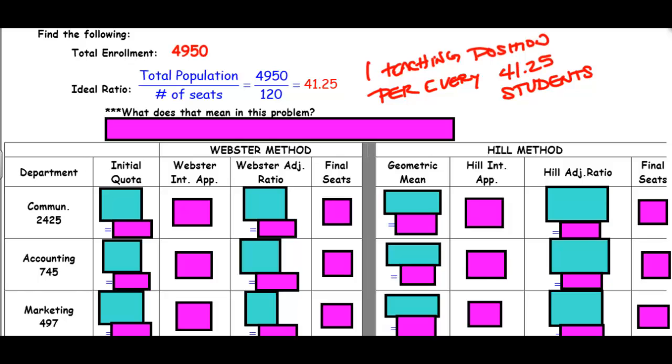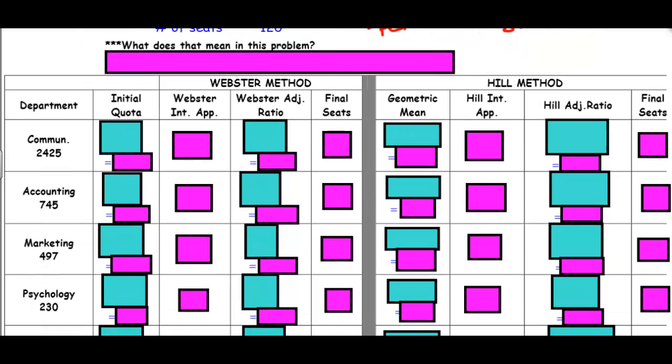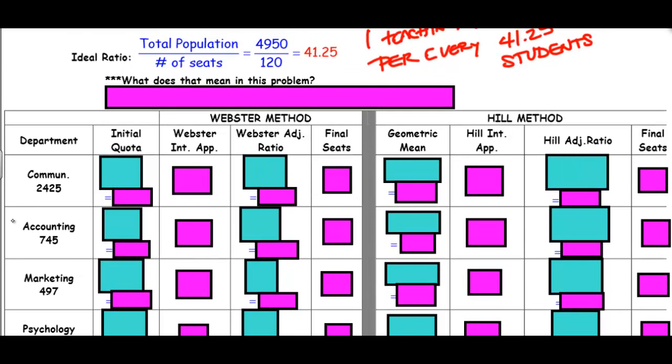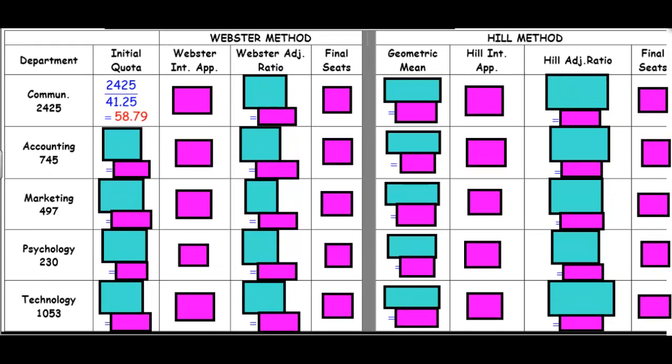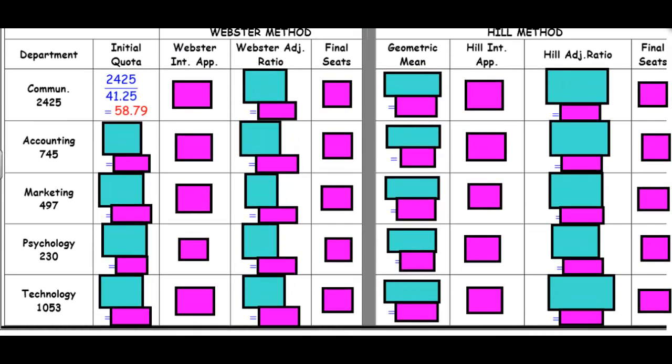Alright, so next let's talk about our initial quotas. In order to get the initial quota, we always use this ideal ratio, 41.25. We take our class size and divide it by 41.25, and we're going to do that for each one of these. So class size here, 2,425 divided by 41.25. That should give us 58.79.